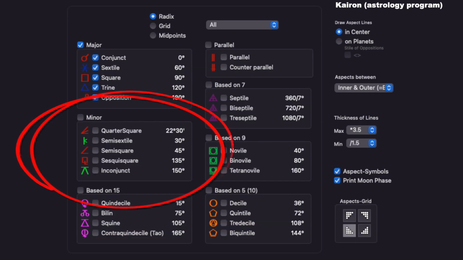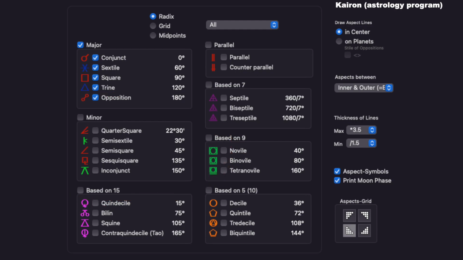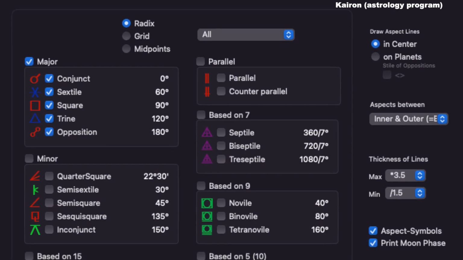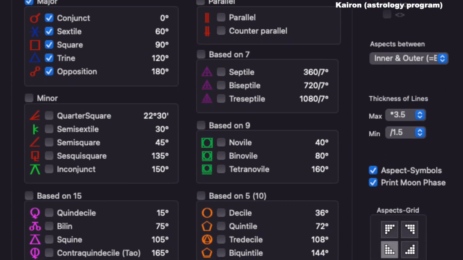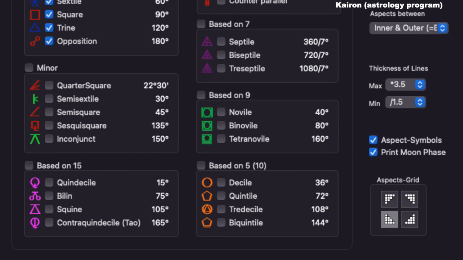There are minor aspects that divide the circle up more. They include the semi-sextile, semi-square, and quincunx, and many more. As you can see, it is breaking up the circle into different amounts. So like if you divide 360 by 10, if you divide 360 by 15, etc., etc.